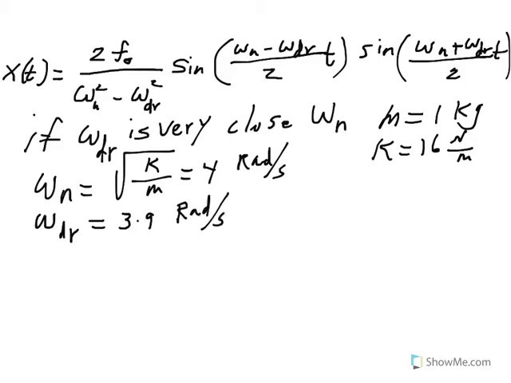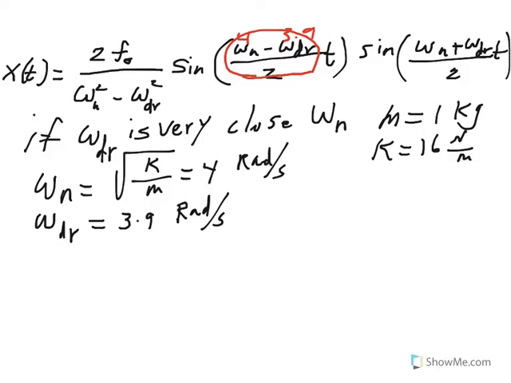What will happen is that you see this difference, omega n minus omega dr. Imagine if you had a 4 here and a 3.9 here. That becomes very small after you divide it by 2. And then the other frequency becomes large when you add 4 and 3.9. If you try to find the period, the frequency that is small is going to have a larger period, and the one that has a large frequency is going to have a smaller period.